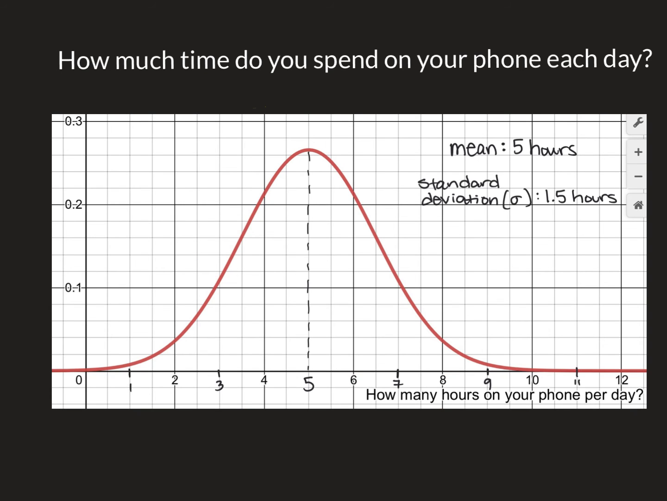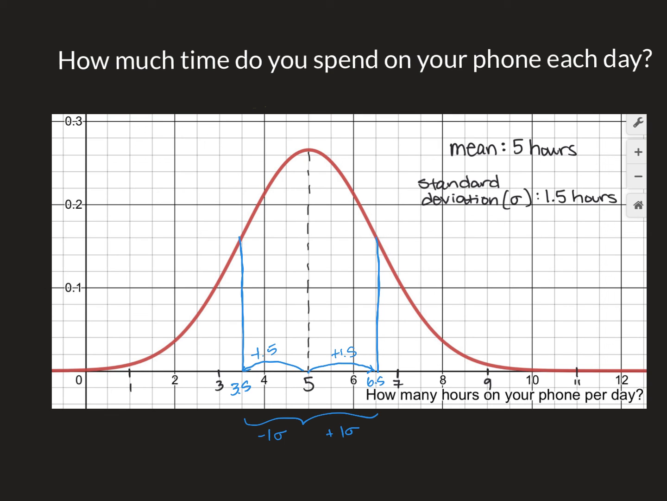So last thing in this video, let's look at an example. Going back to the question, how much time do you spend on your phone every day? We have the curve, we have that the mean is 5 hours, which puts us right in the center. And the standard deviation in this case is 1.5 hours. So what I'm going to do right now is mark out: 5 plus 1.5 would get us to 6.5 hours. And 5 minus 1.5 would get us to 3.5 hours. So this right here is minus 1 standard deviation and plus 1 standard deviation from the mean.